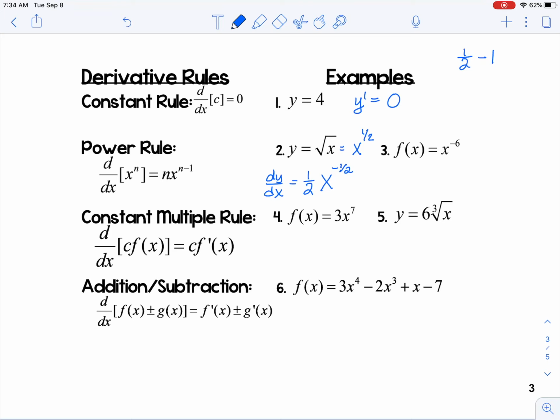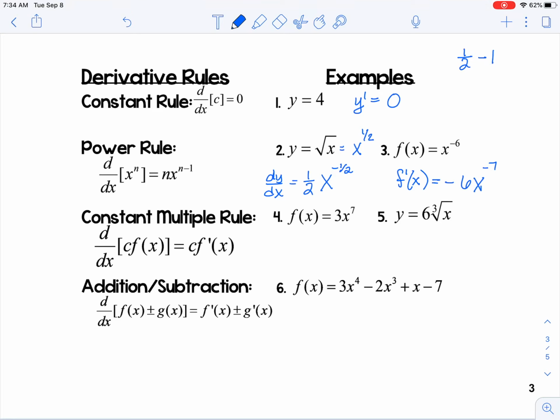And number 3, if f of x is x to the negative 6, then f prime of x, move the power out front, negative 6x to the, drop it down by 1, negative 7.